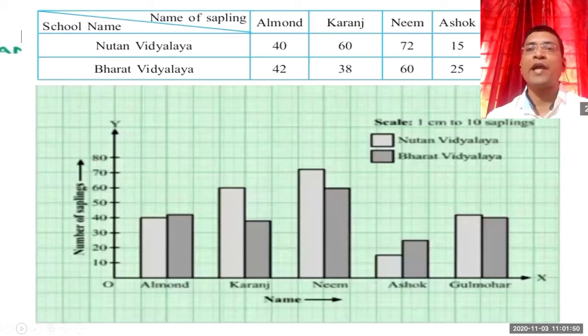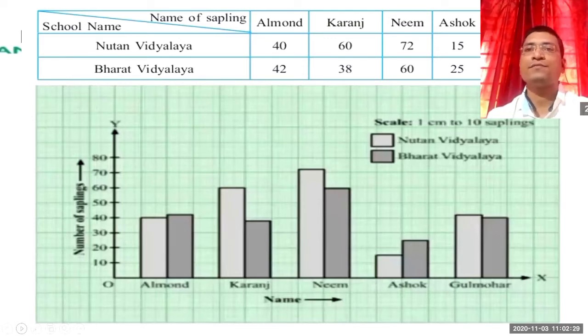Now look at the third joint bar graph. Neem tree. Neem tree saplings planted by Nutan Vidyalaya is highest. 72 saplings of neem tree they planted. But Bharat Vidyalaya is somewhat less compared to Nutan Vidyalaya. Bharat Vidyalaya planted 60 saplings of neem tree.